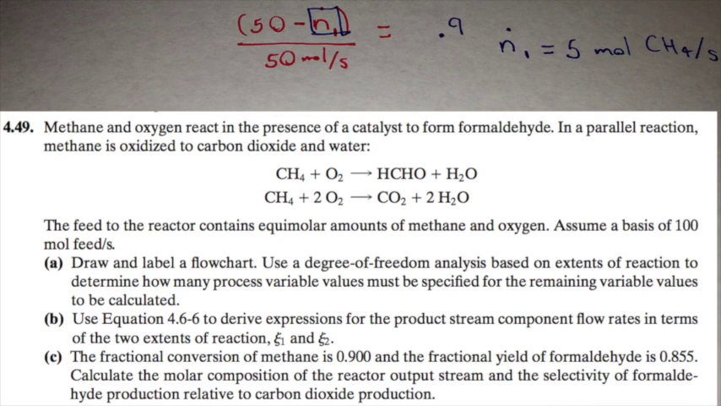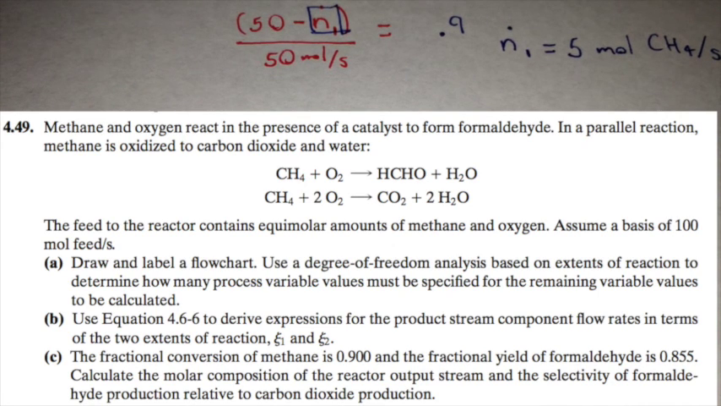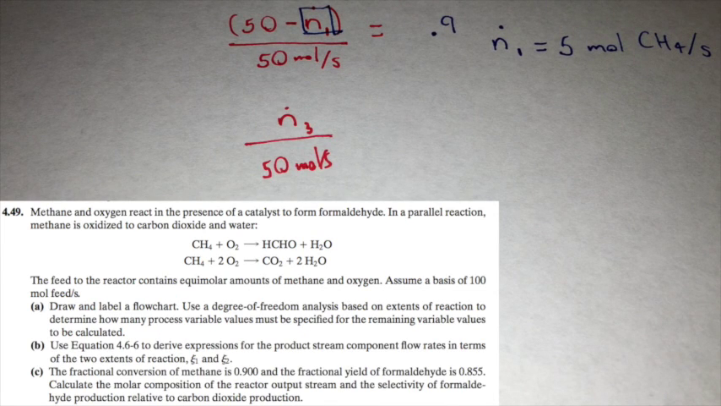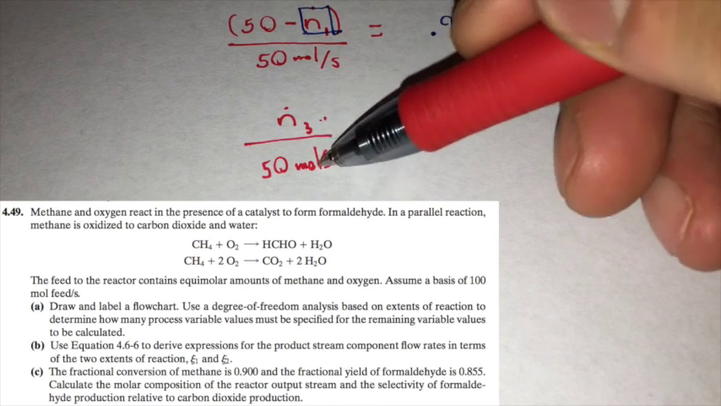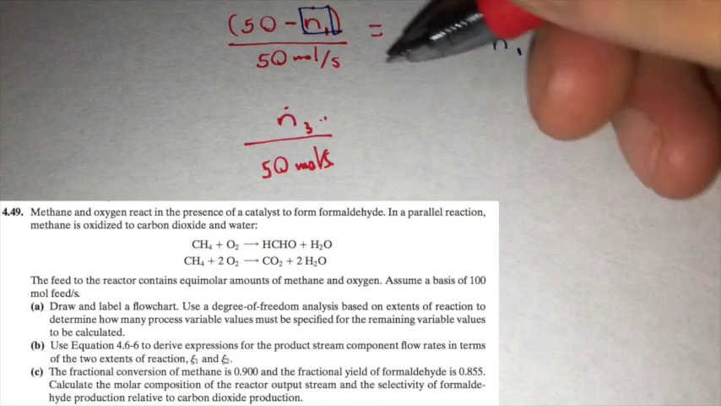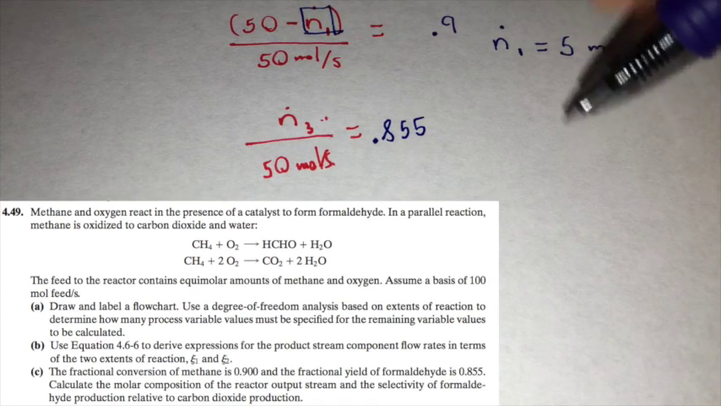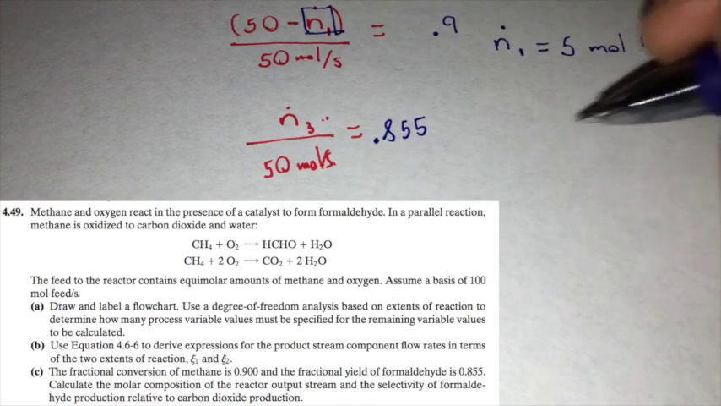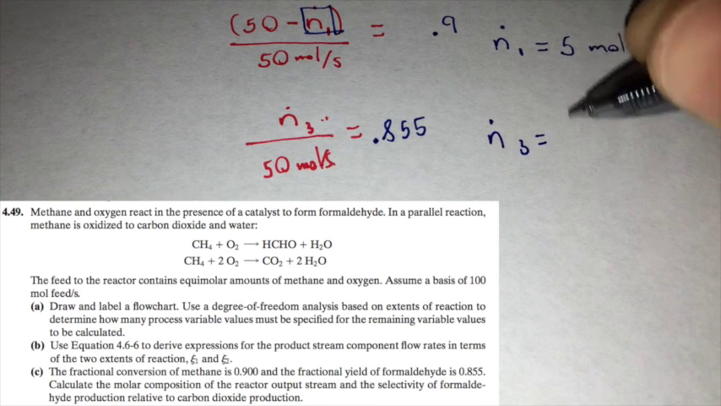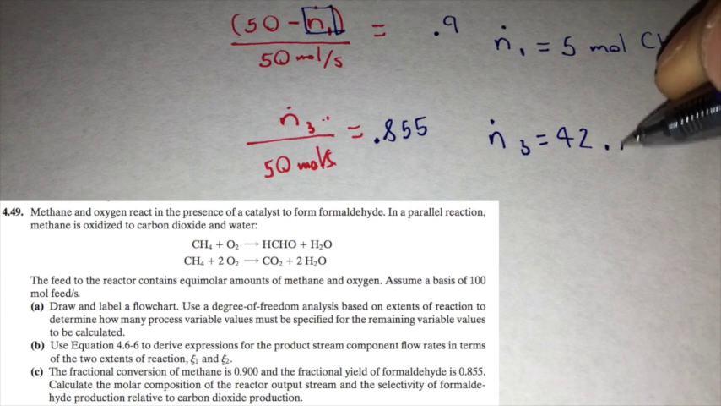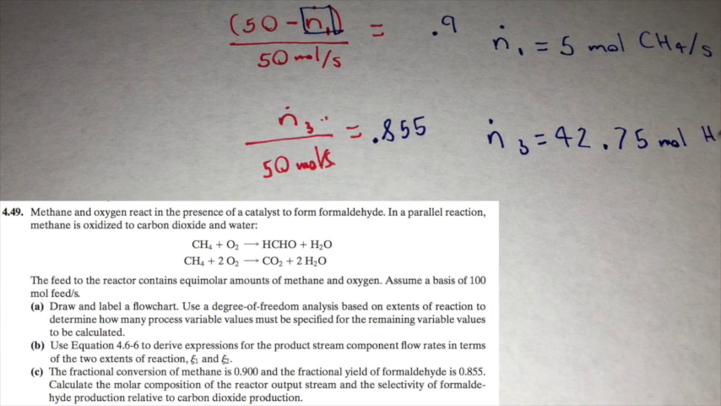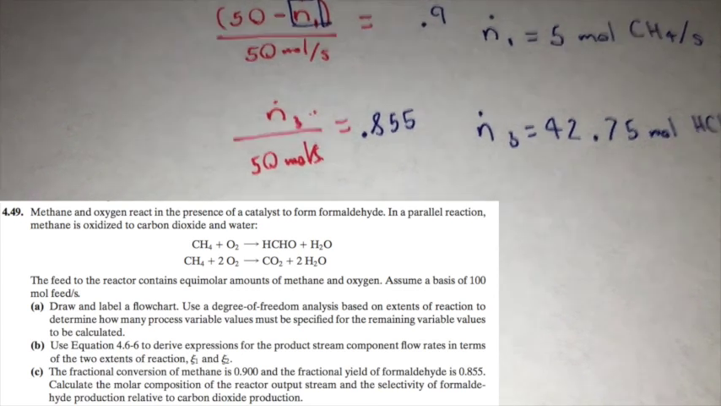Now, we're also given the fractional yield of our formaldehyde. Fractional yield of HCHO is the ratio of HCHO formed to methane fed. So we're going to use the fractional yield of HCHO to calculate N3. N3 over 50 moles fed of methane is equal to our given 0.855. With that equation, we can easily calculate N3, which is equal to 42.75 moles of HCHO per second.